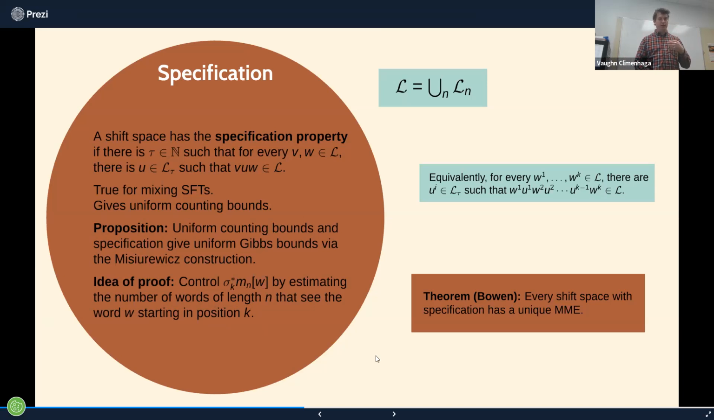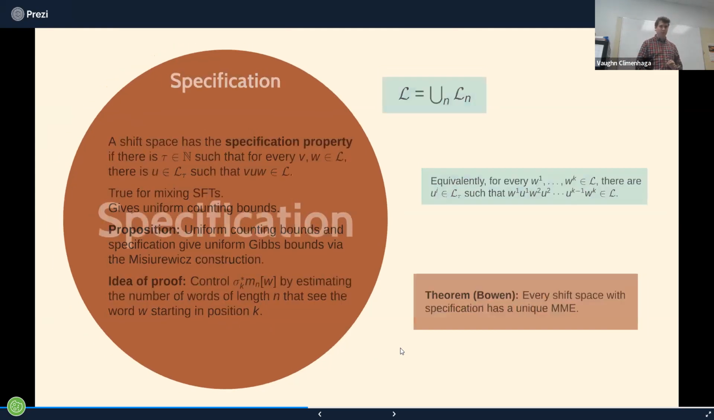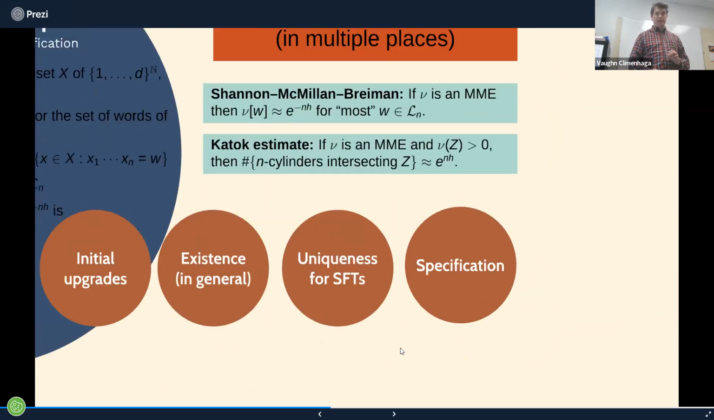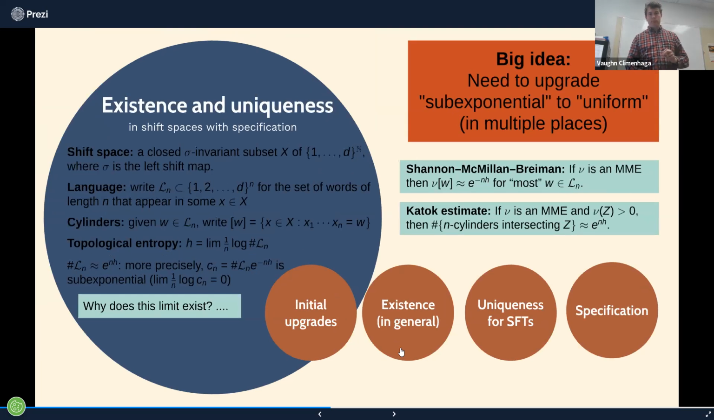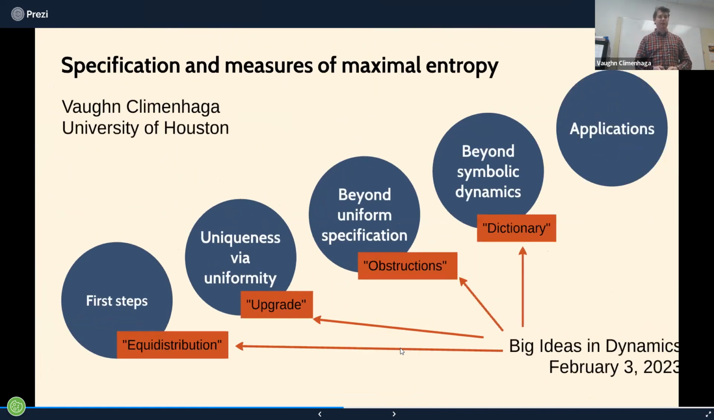And once you combine all of that, you end up with Bowen's theorem that every shift space with specification has a unique measure of maximal entropy. Okay. So I hope I explained how the idea of upgrading sub-exponential to uniform in multiple places plays a crucial role in the proof of uniqueness.